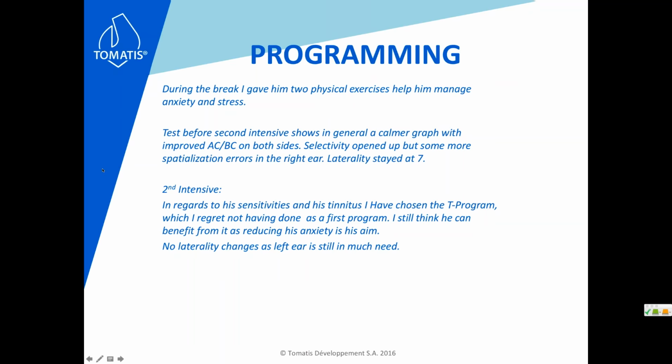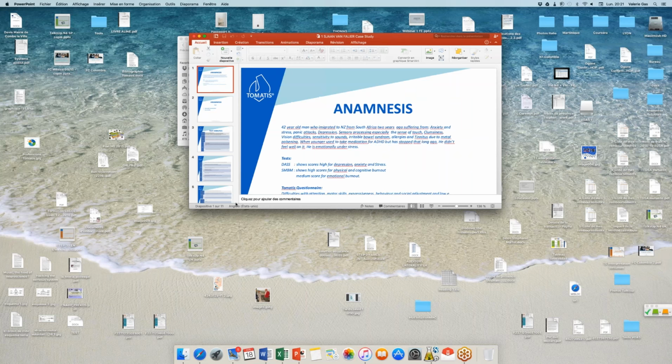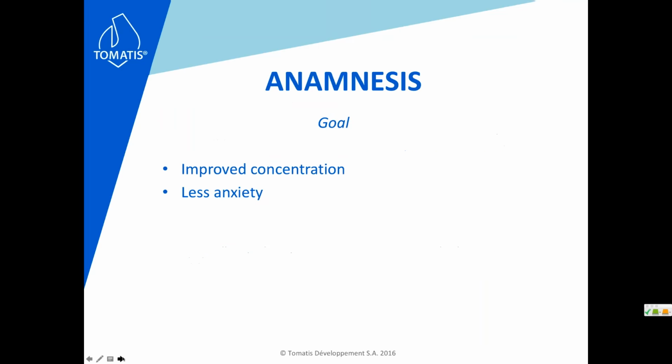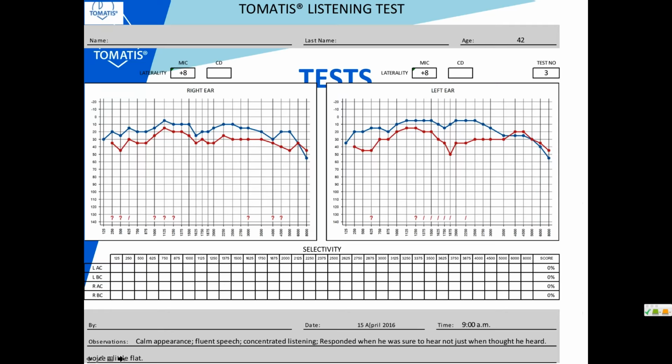Then what did you do during the break? Yes, during the break, I gave him 2 exercises to help him manage anxiety and depression. Okay. Which he did sometimes, not all the time. And then I did a retest. The second test is after, a day after the intensive stopped.